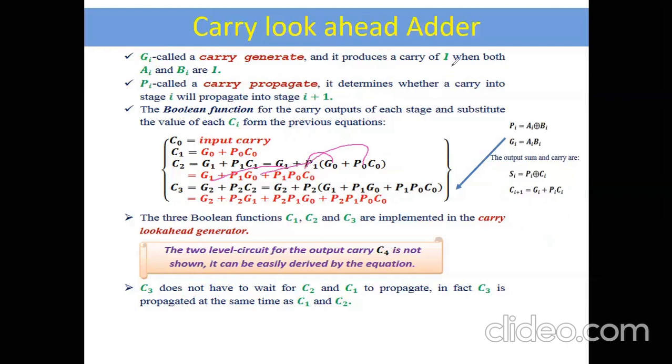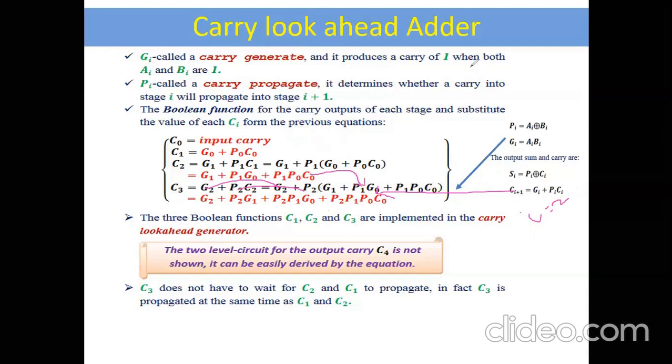Next, with the same equation, how to find C3. Now if you substitute i equal to 2, what will you get? 2 plus 1, 3. So I will get C3. Then i is equal to 2, so G2 plus P2 C2. So G2 is written as it is, P2 is written as it is, and instead of C2, substitute this equation. Now this is the final equation for C3.